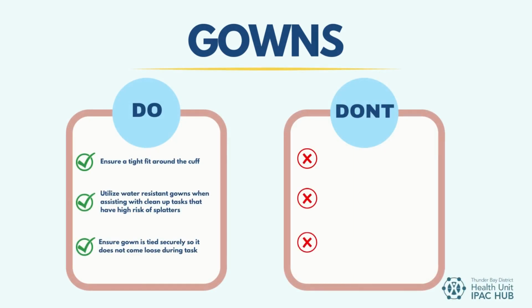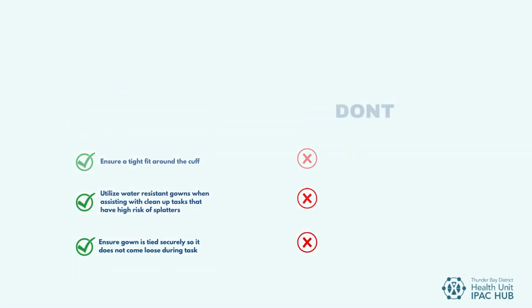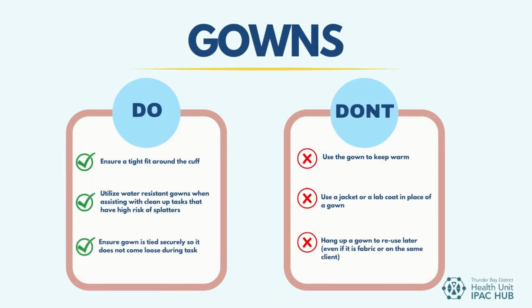Let's go over some gowns do's and do nots. The cuff of the sleeve should be snug around the wrist, cover any watches, and when possible, gloves should go over the cuffs of the gown. There are different types of materials for gowns. It's all dependent on the amount of liquid resistance that is anticipated. Ensure your gown is tied securely so it does not come loose during the task. Only use the gown as intended and don't use other options to replace them.